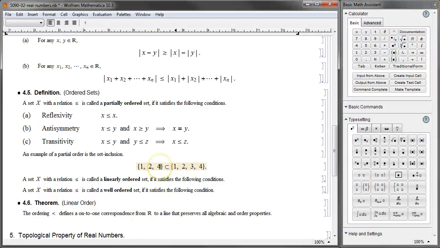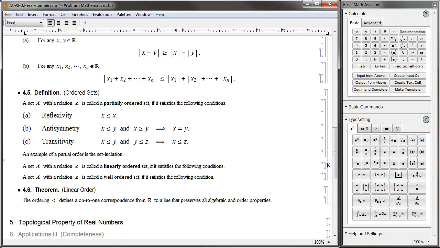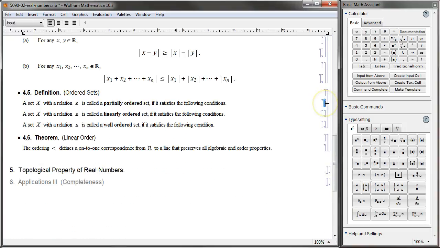For example, if you take this one as 1 to 5, then of course this is not true, but the other direction does not hold either. In plain language, these two sets are not comparable in terms of set inclusion. So the ordering is just partial. Those kinds of things are called partially ordered sets.